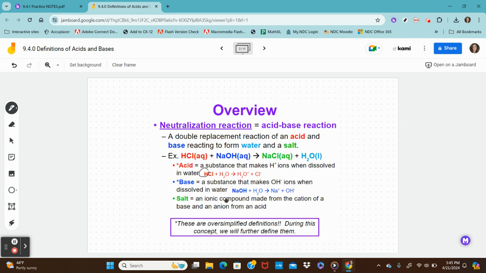Bases are going to make hydroxide ions when dissolved in water. For example, sodium hydroxide, you see the OH at the end here. That's a really good key that this is a base most of the time. When it combines with water, it dissociates into sodium and hydroxide. A salt is an ionic compound made from the cation of a base and an anion from an acid. In this case, sodium chloride was our example, but it can certainly be other ionic compounds.